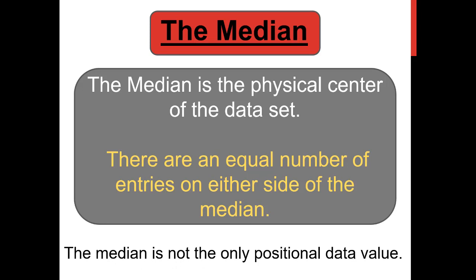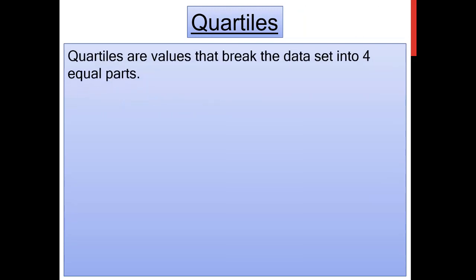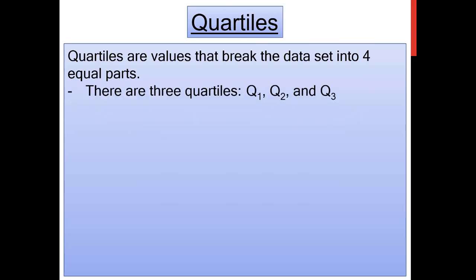So the median, though, is not the only positional data value that we have. There are many others that we'll talk about. We'll start with the quartiles. Quartiles are values that break the data set into 4 equal parts. So how many quartiles do you think there are? It turns out there's 3 quartiles.